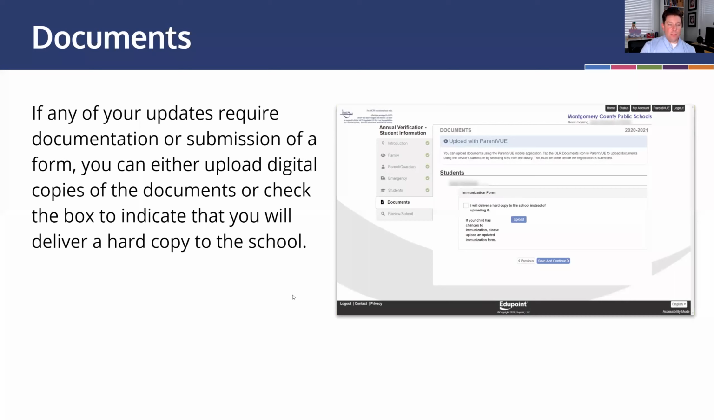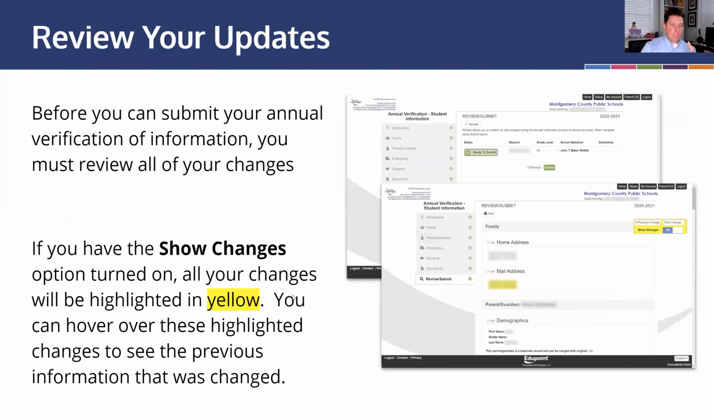And once you are there, you're almost to the end. The only thing left to do at this point is really to review. And so on that last piece, you are required to review before you can submit. What the review looks like is basically a summary of everything that is entered from all of these tabs. And the things that are highlighted in yellow, as long as you have this show changes turned to on, will indicate the things that you have changed. You can even hover over it and it'll tell you what it was previously so you can identify what was changed.